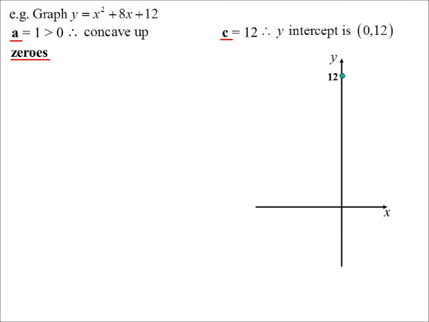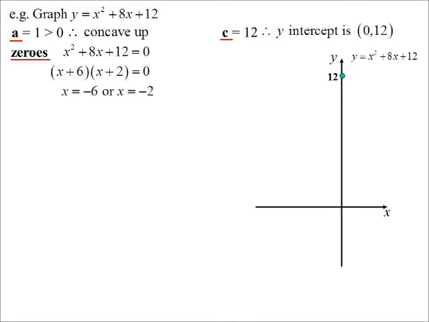Let's find the x-intercepts, so let's go and solve it. This I would write down because I've got to solve the equation. X squared plus 8x plus 12 is 0. Factorises nicely. So we get negative 6 or negative 2 are the x-intercepts. Let's plot those. There they are.